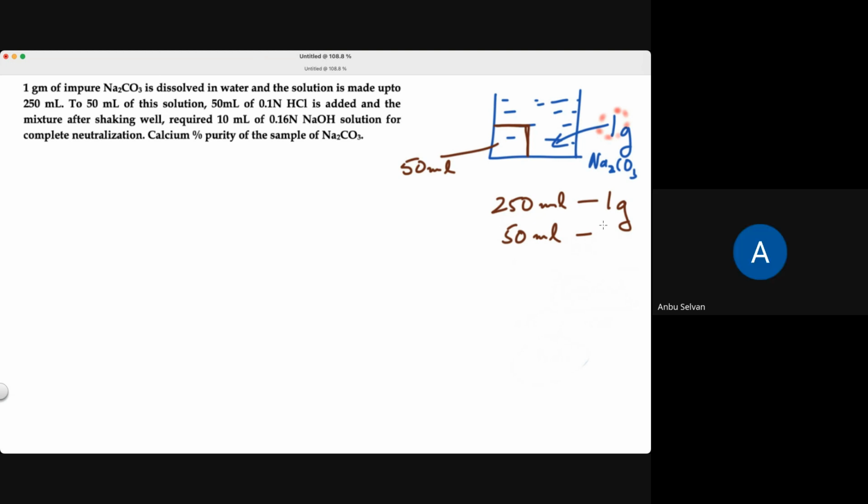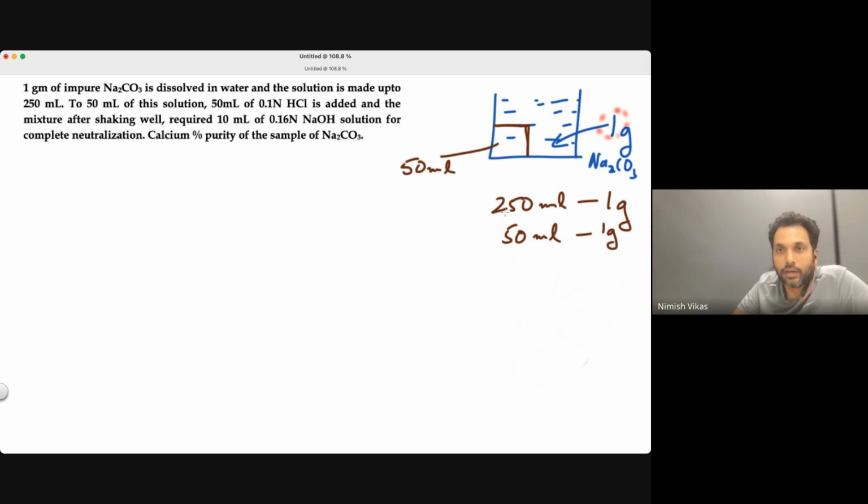How much? Unitary method, 200 milligrams, right? 50 ml will have how much? It will have 1/5 of it, right? 1 divided by 250 into 50, right? 1/5 of the solution will have 1/5 of it. Is that clear?